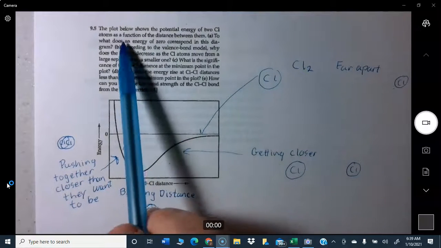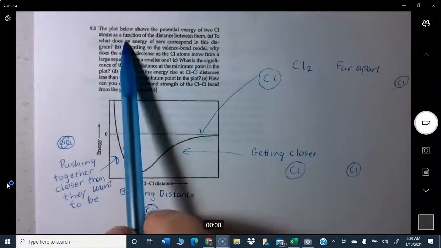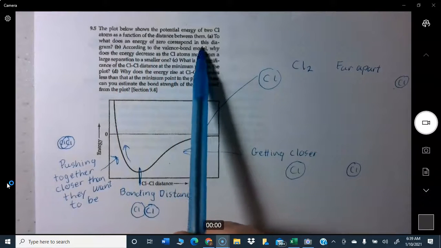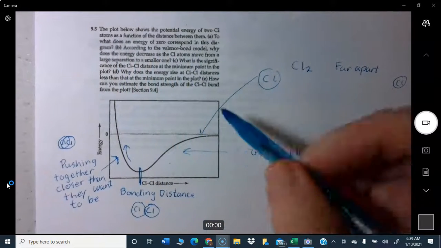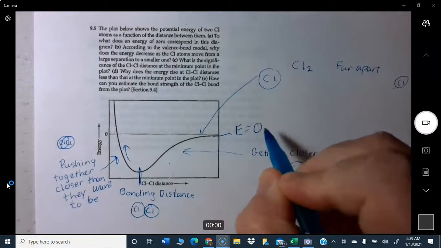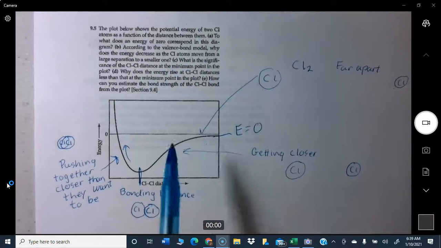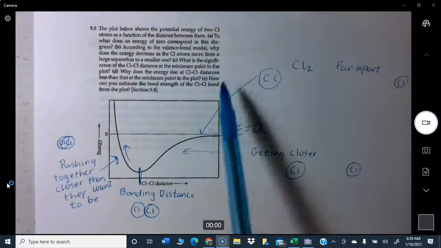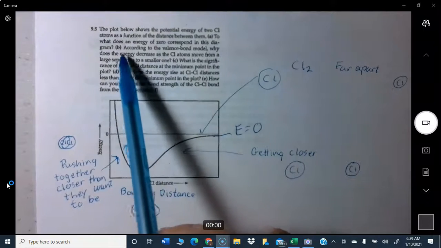So let's read these questions. To what does an energy of 0 correspond? That's this one, okay? That's E. This is E. Energy equals 0. It means they're far apart. I want you to put this in your own words. You can draw this diagram, and I still want you to put it in your own words and write a complete sentence on this.